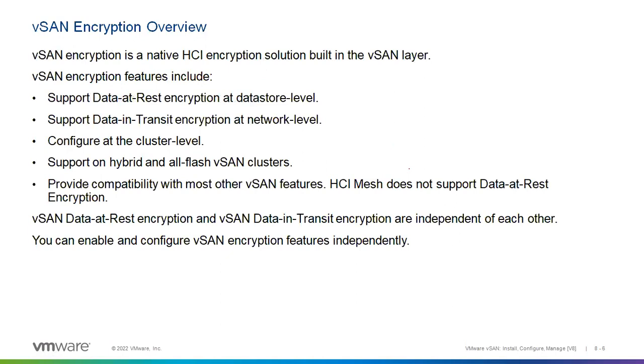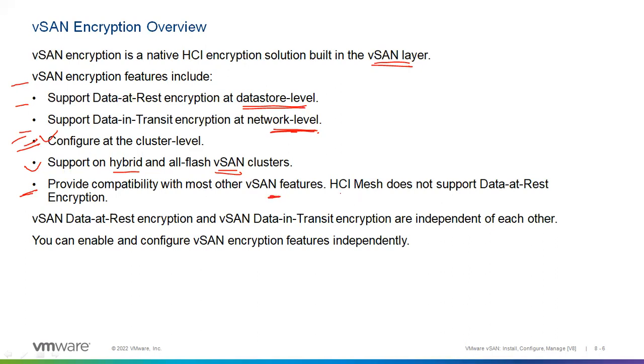So the encryption overview. It is a native HCI encryption solution built in with the vSAN layer itself. The vSAN encryption feature supports data at rest encryption at the entire datastore level. Then it supports data in transit encryption at the network level, when my storage data is traveling between the hosts. This configuration is done at the cluster level. It is supported on both hybrid and all flash vSAN clusters, and provides compatibility with the other vSAN features.